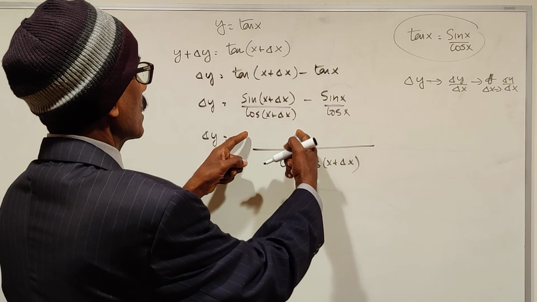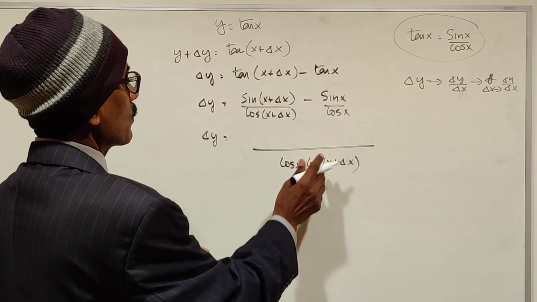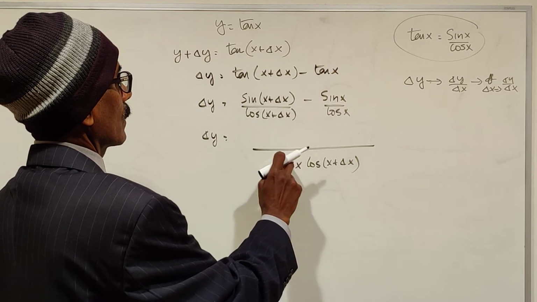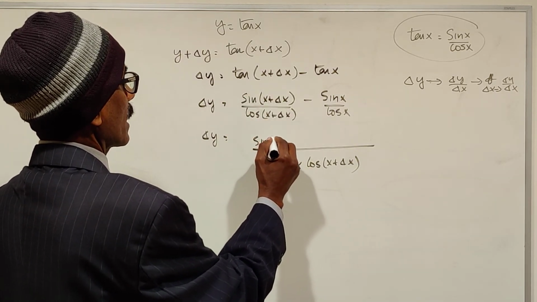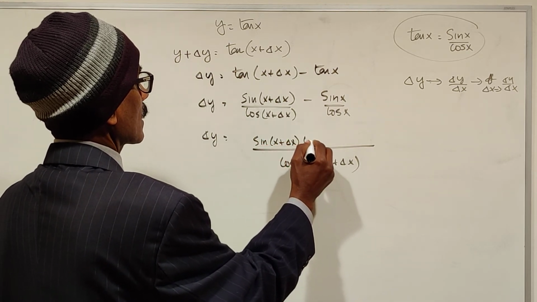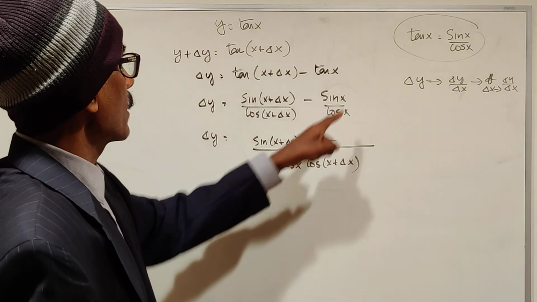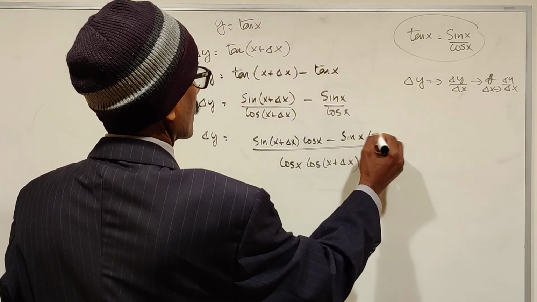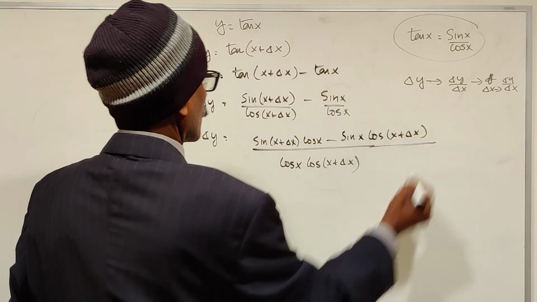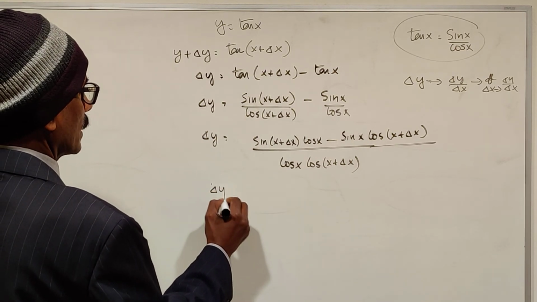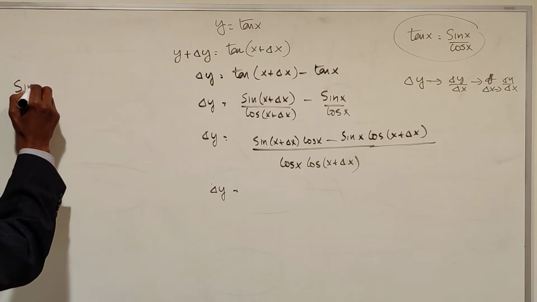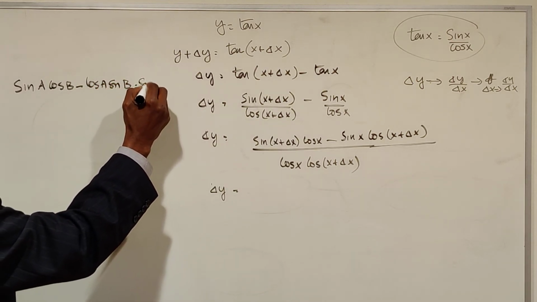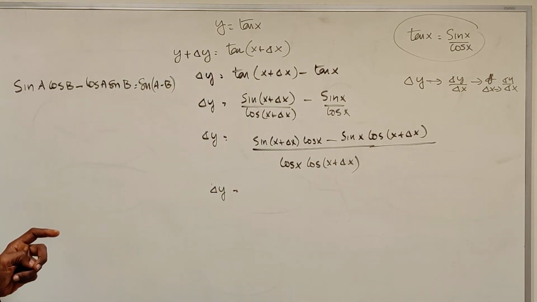Then what will be the first term in the numerator? When you multiply, cos(x plus delta x) cancels out, leaving cos x into sin(x plus delta x). Then minus; when you multiply the LCM here, cos x cancels, leaving sin x into cos(x plus delta x). So what is this? Delta y equals, see, there is a formula: sin a cos b minus cos a sin b is sin(a minus b). That is a formula.